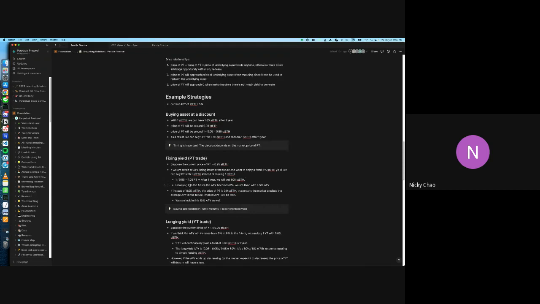However, if in the future the stETH APY becomes 6%, that's none of your business, because you already fixed your APY at 5%. You already bought the PT and hold it to maturity. So you actually fix the yield.